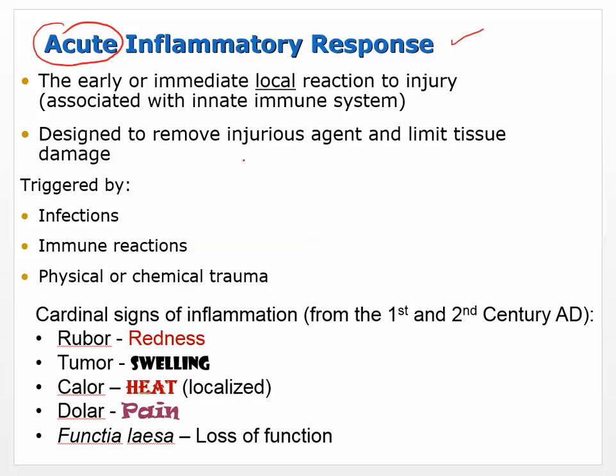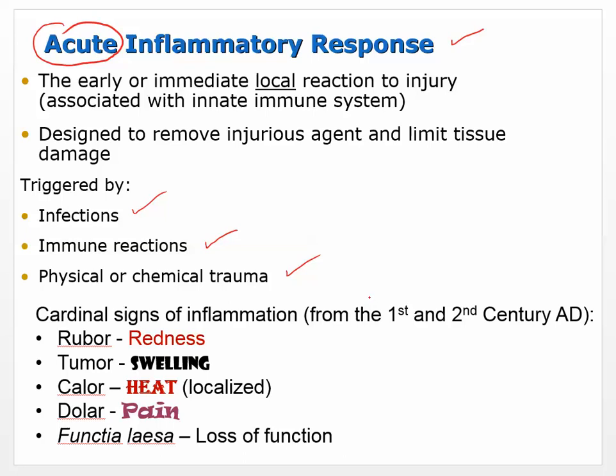And the whole idea of it is, like we said earlier, designed to remove the injurious agent and limit tissue damage. It's triggered by infection. So if bacteria get in there, immune reactions can also trigger inflammation, which we'll see when we talk about hypersensitivities, especially type 3. Physical or chemical trauma, something is broken. So there are cardinal signs of inflammation.